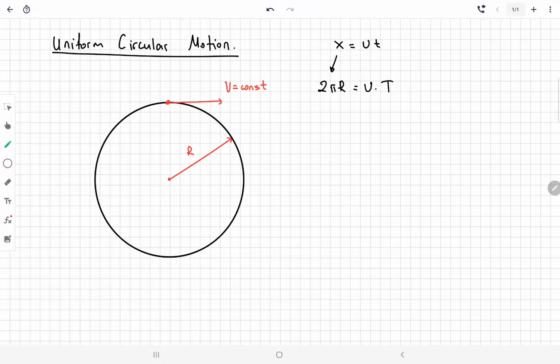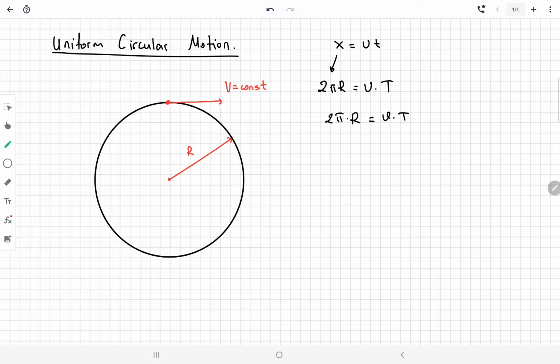So, be careful, this is important. This is not a new equation, as you see. This is not a new formula. It's coming from our x equal to vt. 2πr equal to v times period. So from here, 2π times radius equal to speed times period.